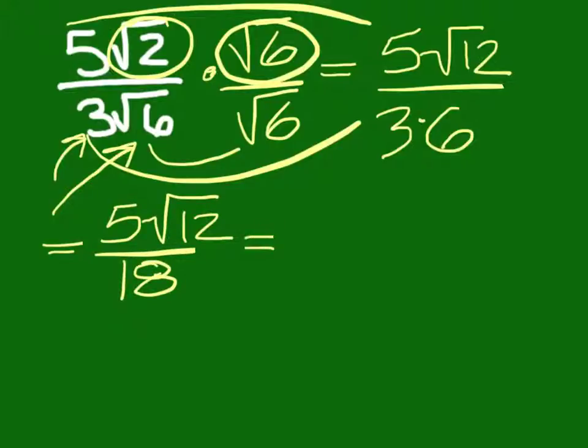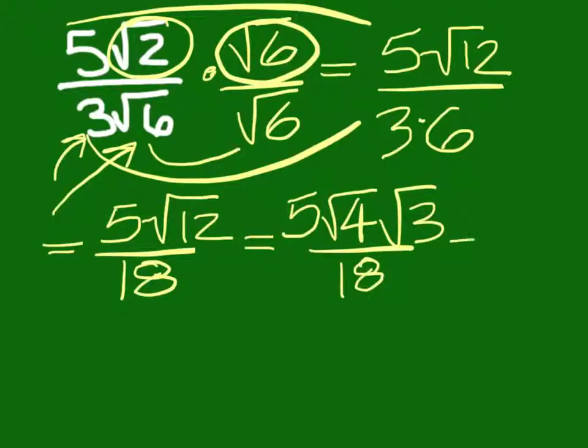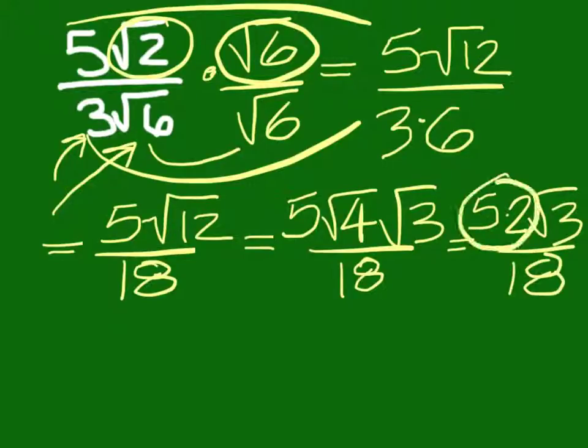But now you have that square root of 12 on the top to look at. The highest perfect square that goes into 12 is going to be 4. So it's going to break up as 4 and 3. And the square root of 4 is 2. And on the top you'll have 5 times 2 is 10.